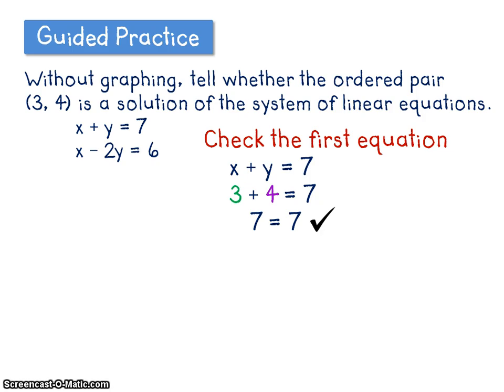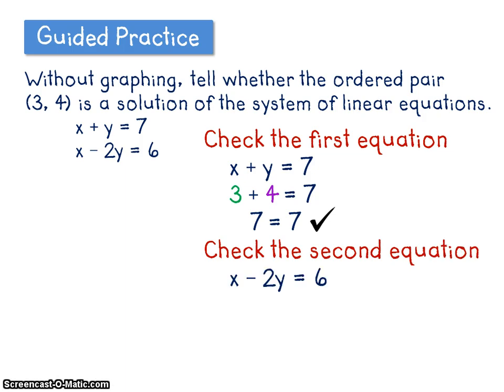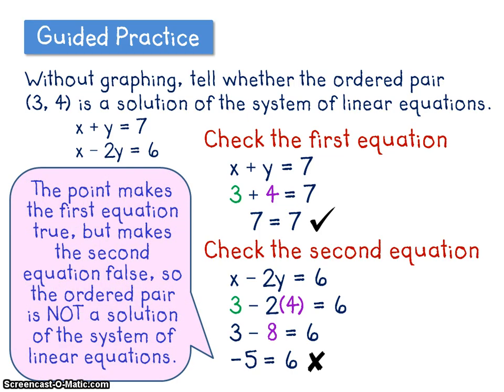Just by checking the first one doesn't automatically mean it's a solution to the entire system. It just means it's a solution of that one line. So I know the point (3, 4) is on that line. I also need to check that it's a point on the other line. So we have to check the second equation. So x minus 2y equals 6. Again, x is 3, y is 4. So now we have 3 minus 2 times 4 equals 6. Next step, 3 minus 8, because 2 times 4 is 8. So does 3 minus 8 equal 6? Nope. Negative 5 does not equal 6. So since it makes the second equation false, it's not a solution.